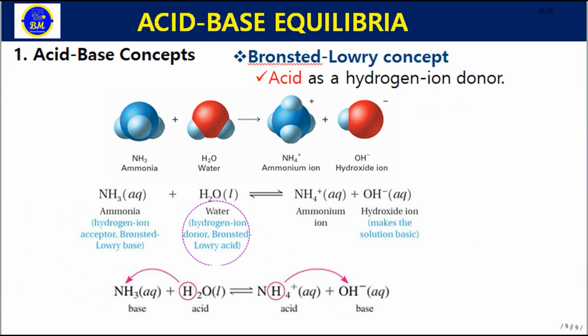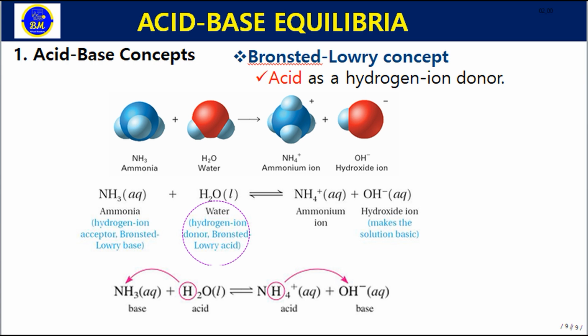The second concept is the Bronsted-Lowry concept. The concept is completely different from that of Arrhenius. How can we define acid based on this Bronsted-Lowry concept? Acid is a hydrogen ion donor. A hydrogen ion donor. This is what we call the Bronsted-Lowry concept.